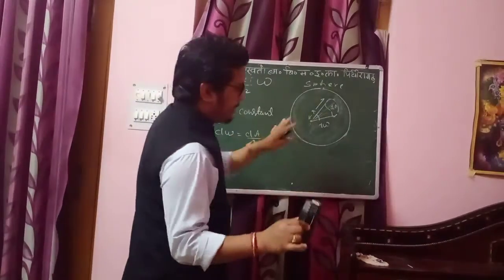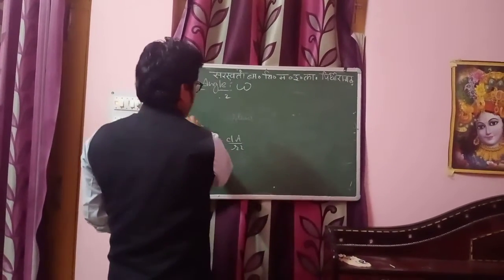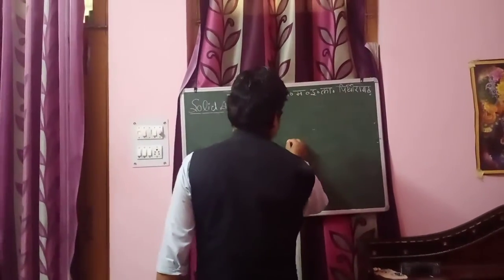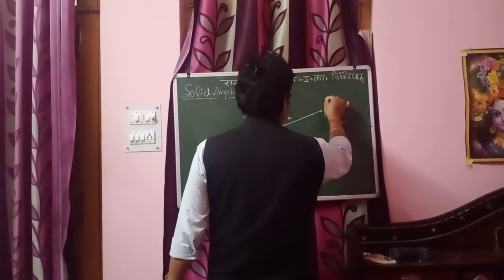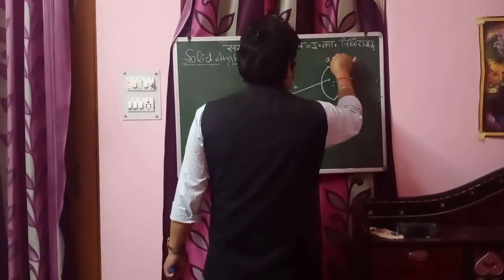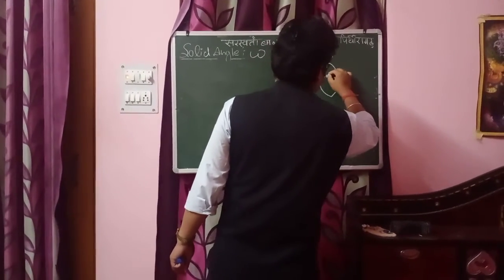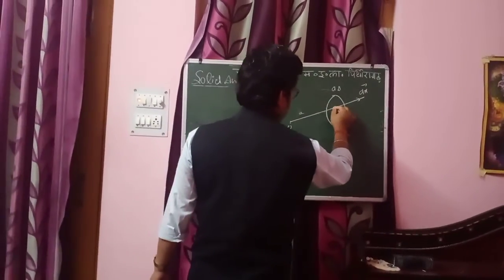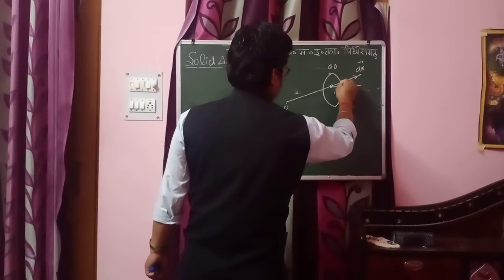Now I am taking the second thing. Suppose this is a point O, and at a distance R there is any point P with a small area vector dA, and this is the intensity vector E, making angle theta.